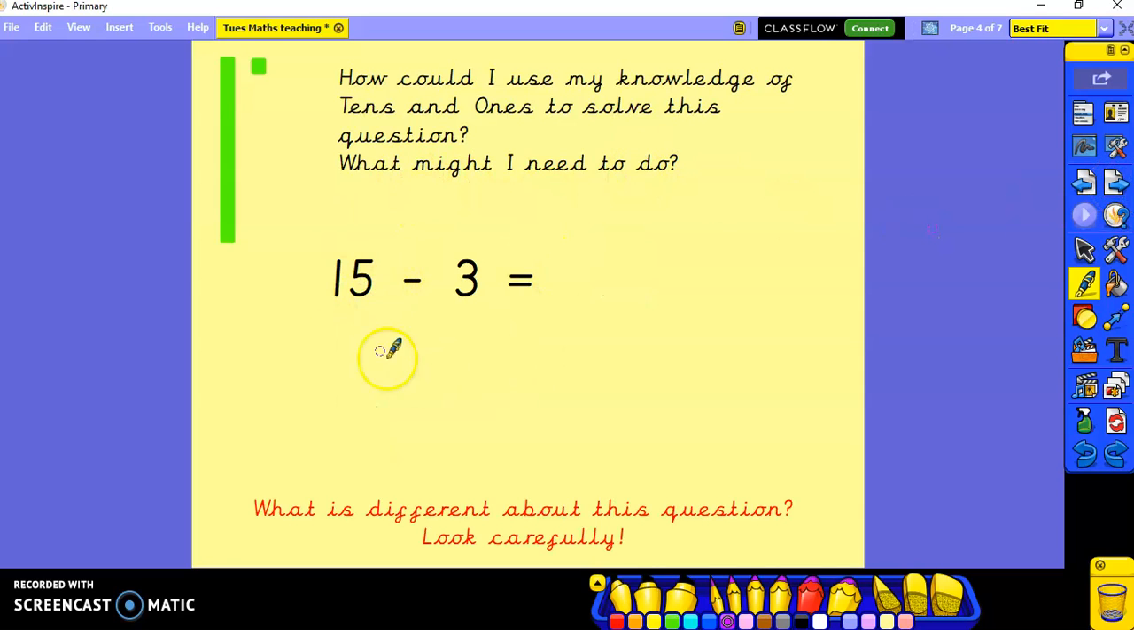So we've got another question to solve. The same question at the top. How could I use my tens and ones to help me solve this question? But I've got a big red question down here. What is different about this question?